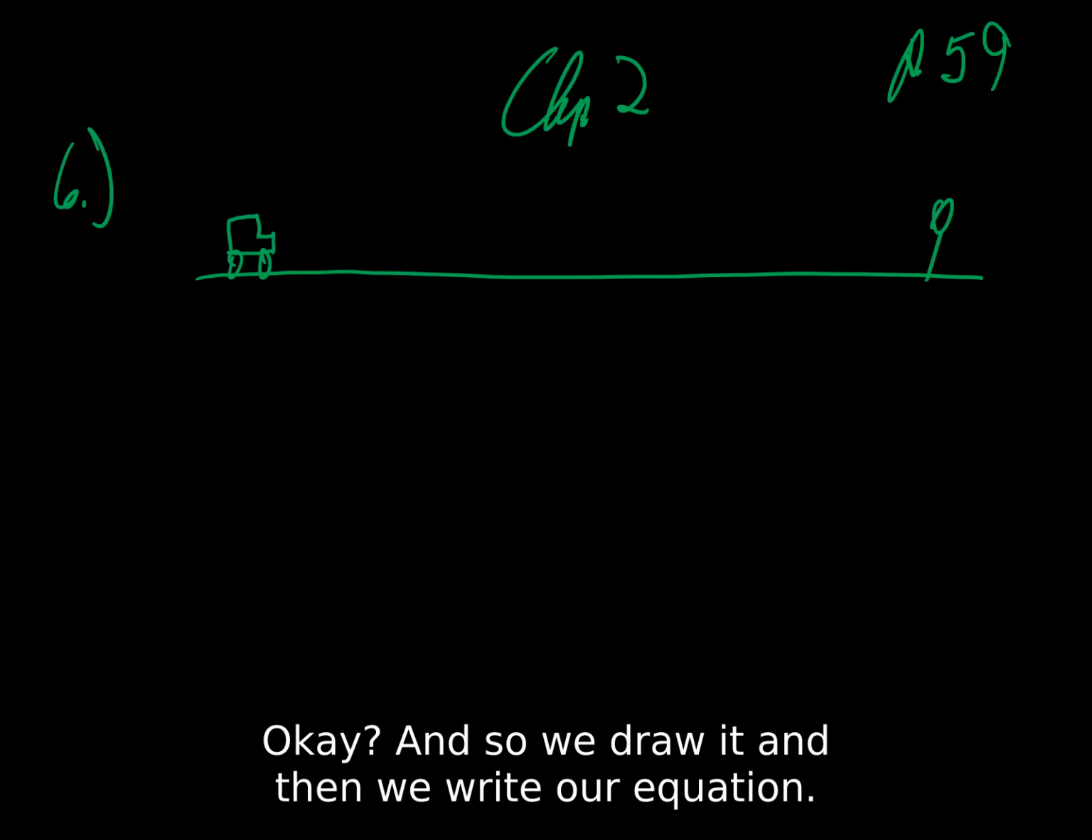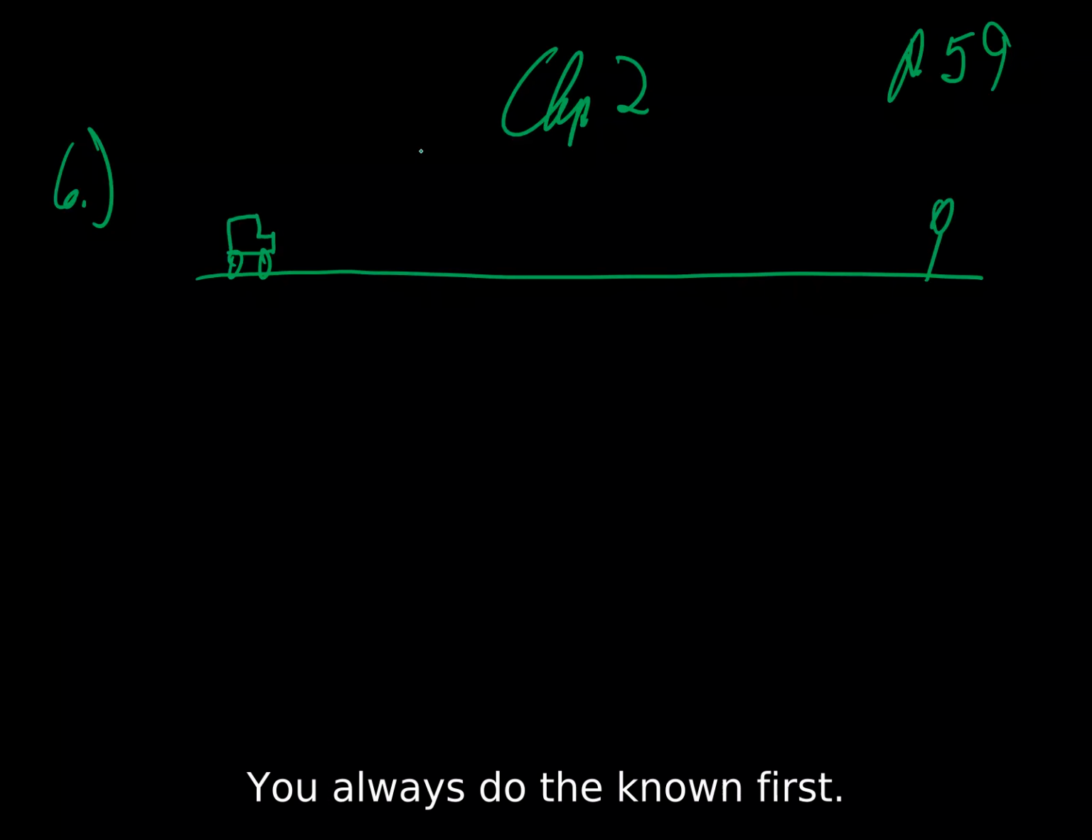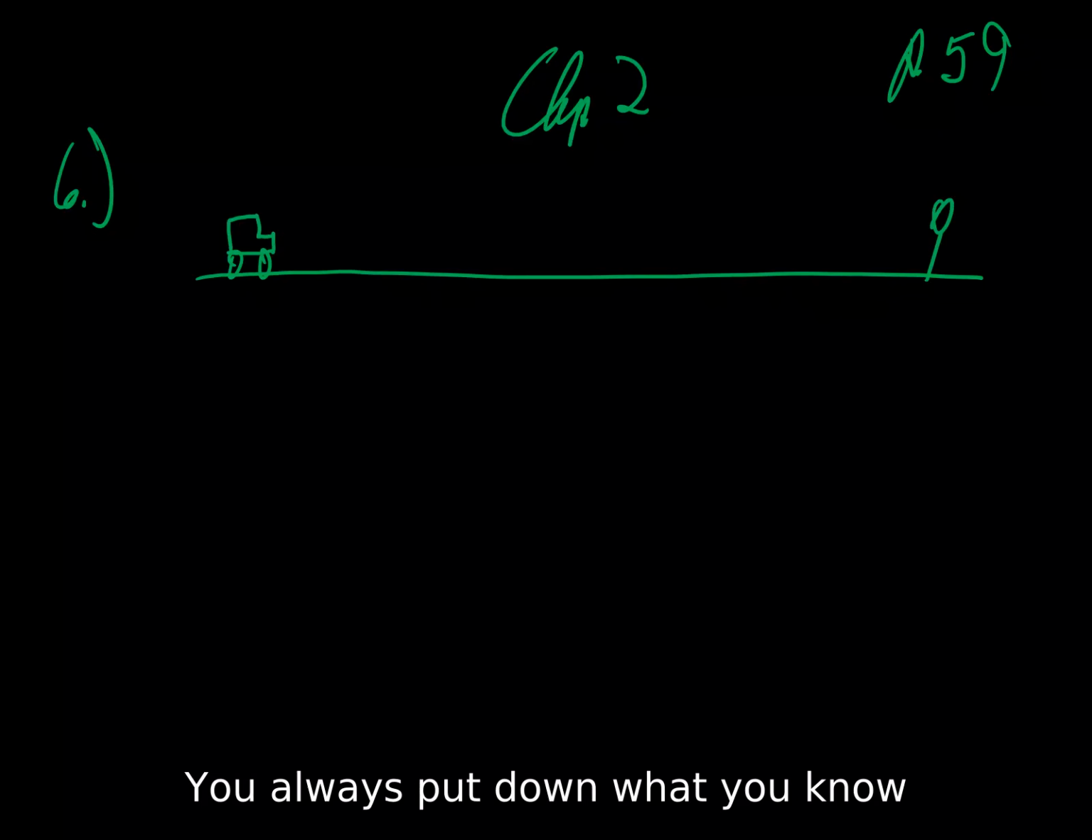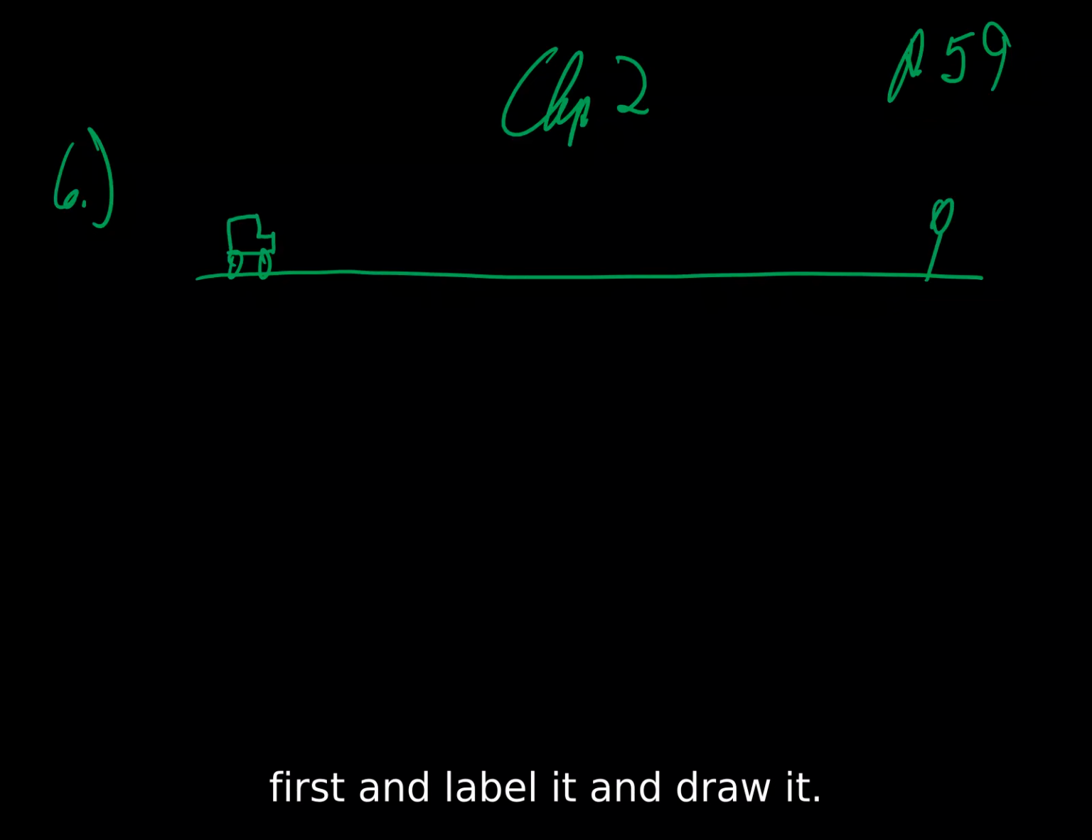Okay. And so we draw it, and then we write our equation. We write what we know. You always do the known first. Now, this should be old hat, y'all. Y'all have done a lot of math. You always put down what you know first and label it and draw it, and then look for the unknown.